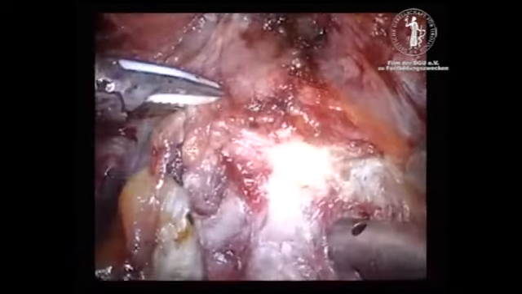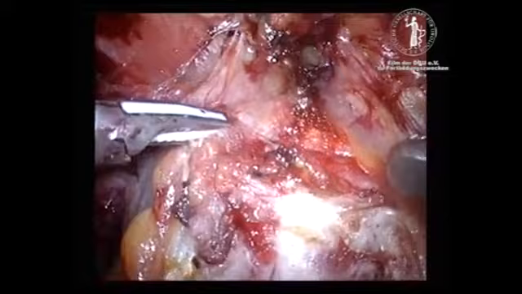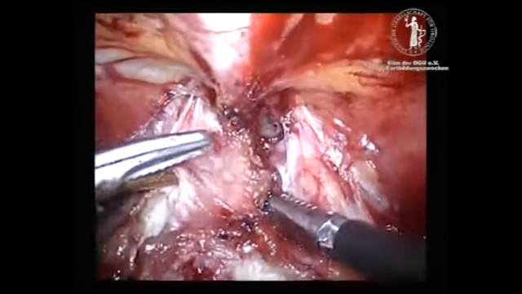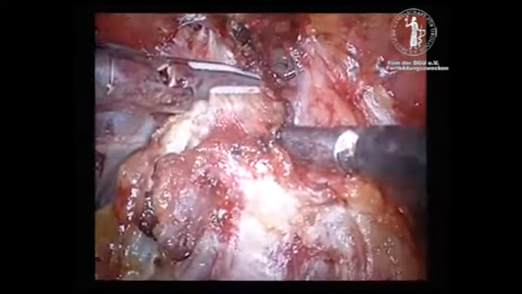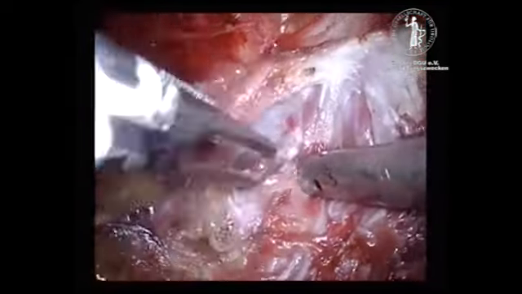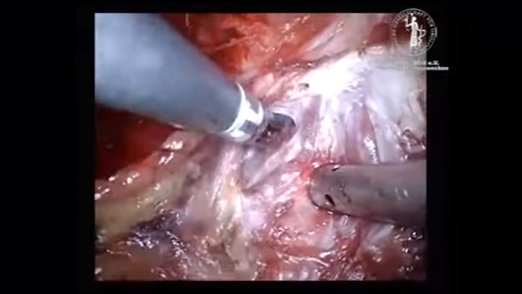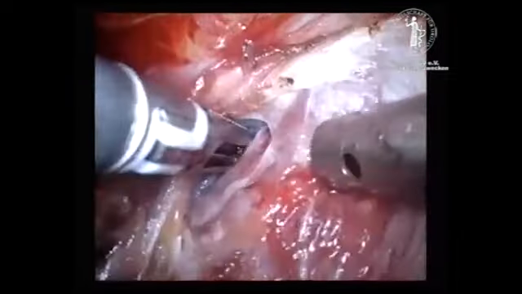A plane is developed between the prostate and its thin overlying periprostatic fascia. This maneuver is performed medially to the puboprostatic ligaments, leaving intact the puboprostatic ligaments, the periprostatic fascia, and the lateral part of endopelvic fascia as a continuous structure.